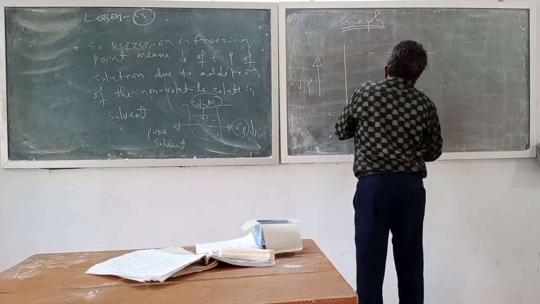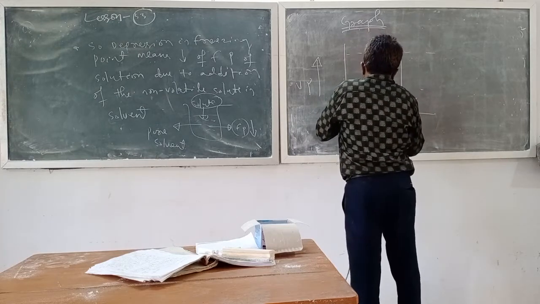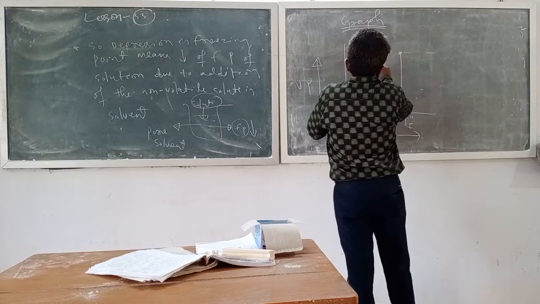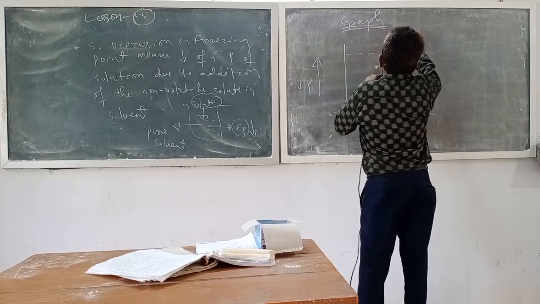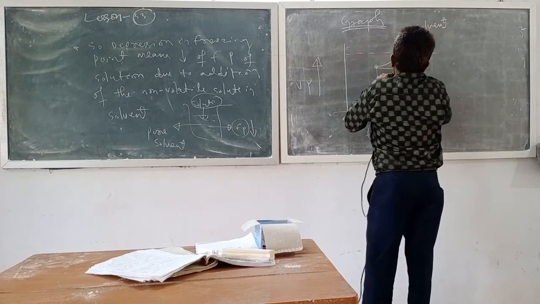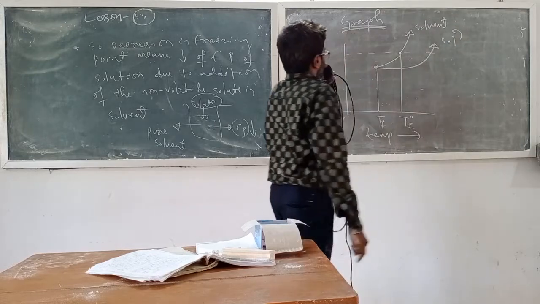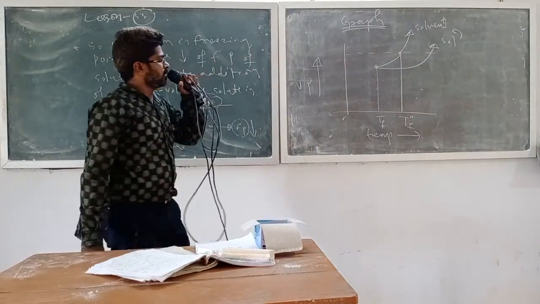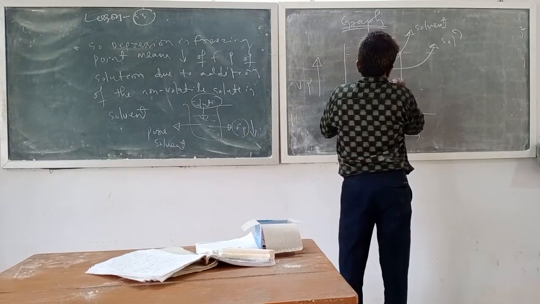Suppose this is T naught F, and this is TF, and this is the solvent, and this is the solution. Okay, so here what happens, this factor is called delta TF.